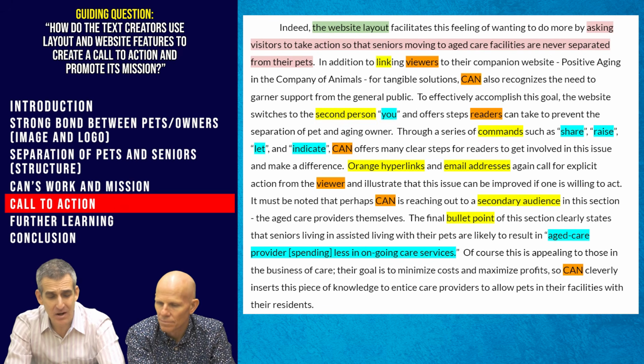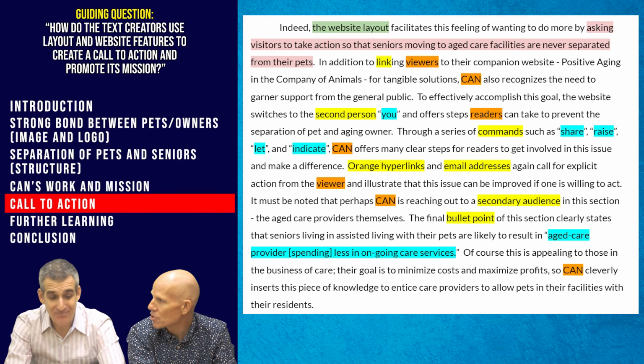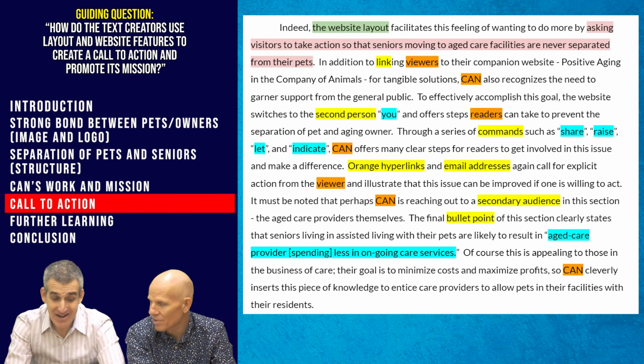So I think they are doing a good job paying attention to features here. We see that good orange and blue, so they have ample referencing and ample focus on that website reader relationship. Yeah, they are really thinking about that mission, right? They are. The mission and purpose of the website, which is really what the guiding question asked us to do.